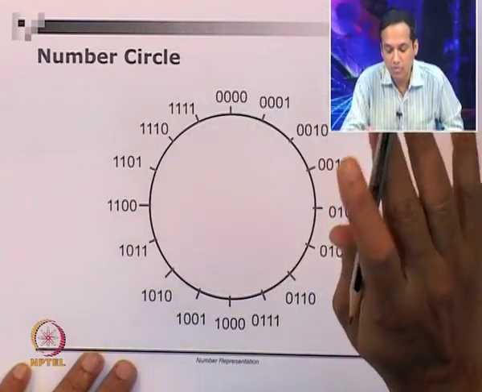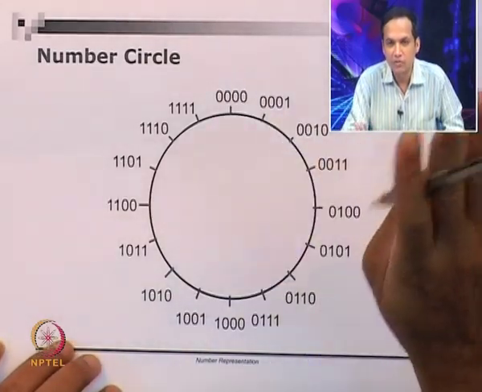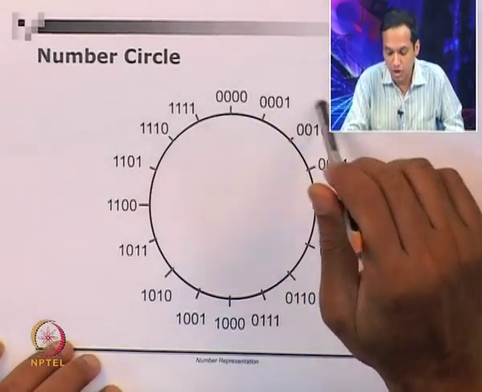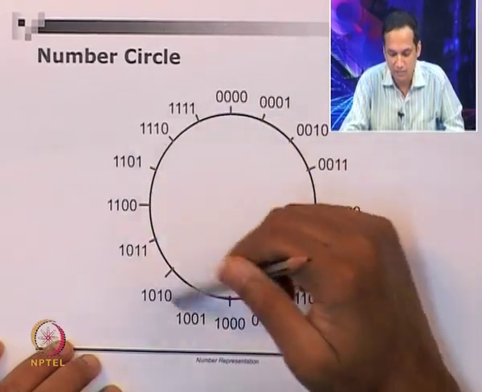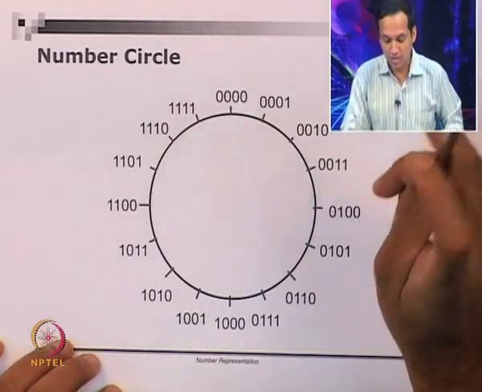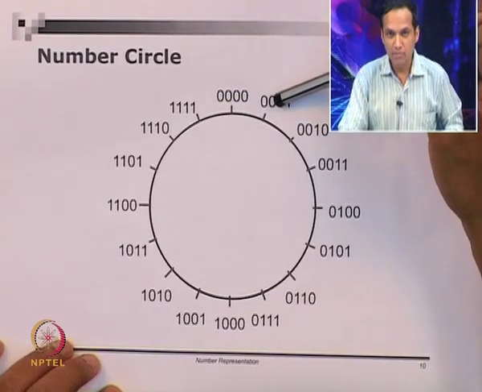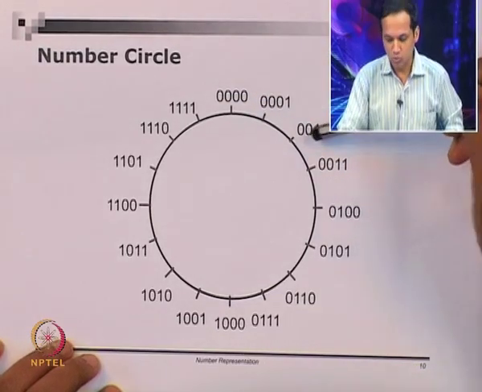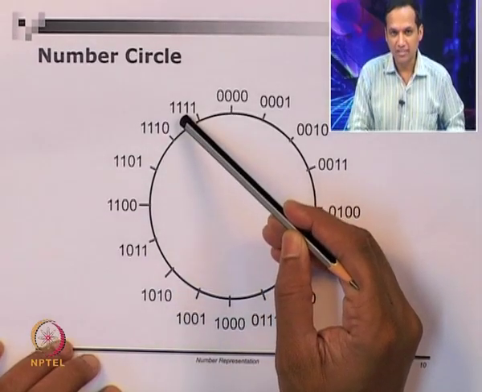I am not talking about the interpretation of these numbers yet. If I give you 4 bits, these are all the combinations that we have, arranged in increasing order of the values. Clearly, if it is an unsigned interpretation that I attach to it, then this position will be 0, this position will be 1, this will be 2, this will be 3, and so on all the way up to 15.